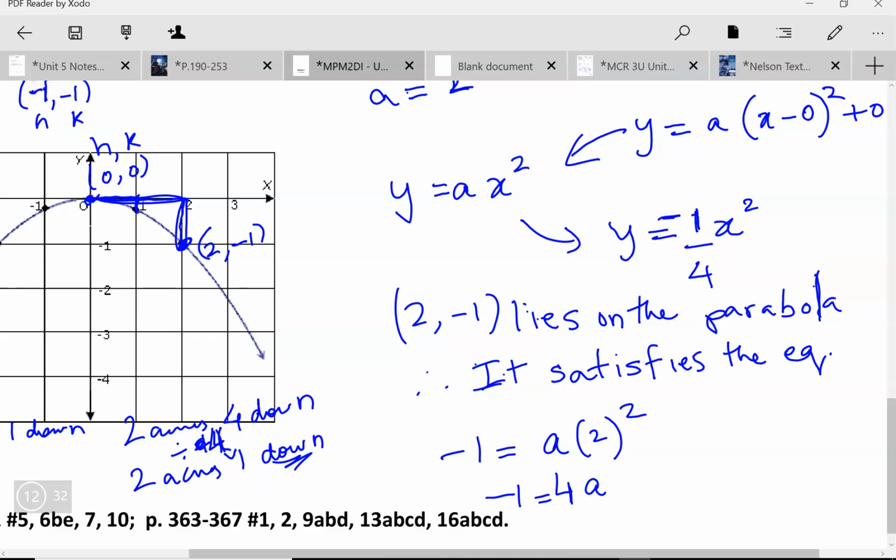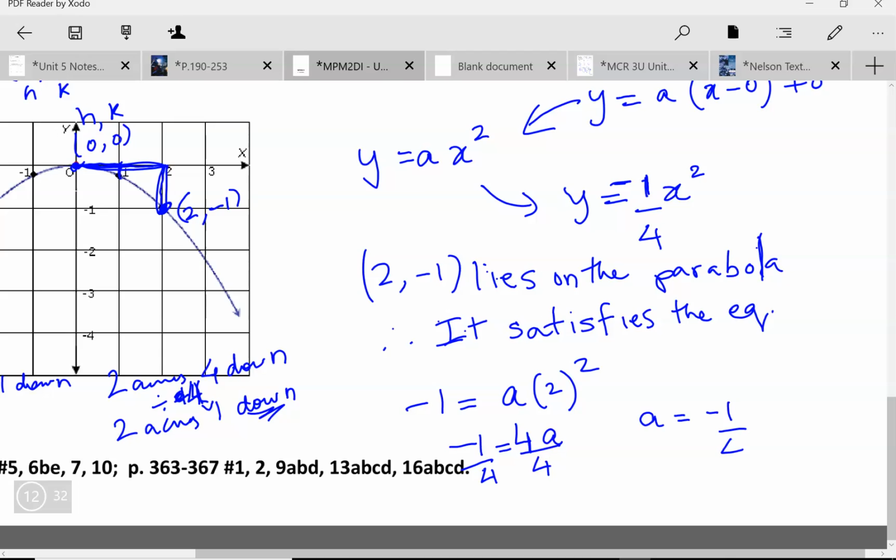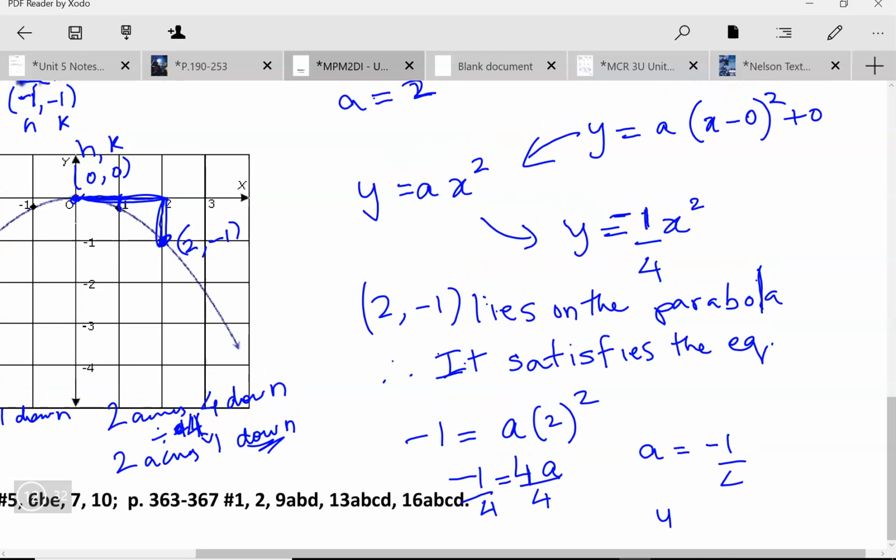And then I'm going to divide both sides by 4. And so I get a equals negative 1 over 4, right? And so my final equation I do have to write as y equals negative 1 over 4 x squared, which is just substituting the a value back into what I started off with over here, right? So this is the final answer.